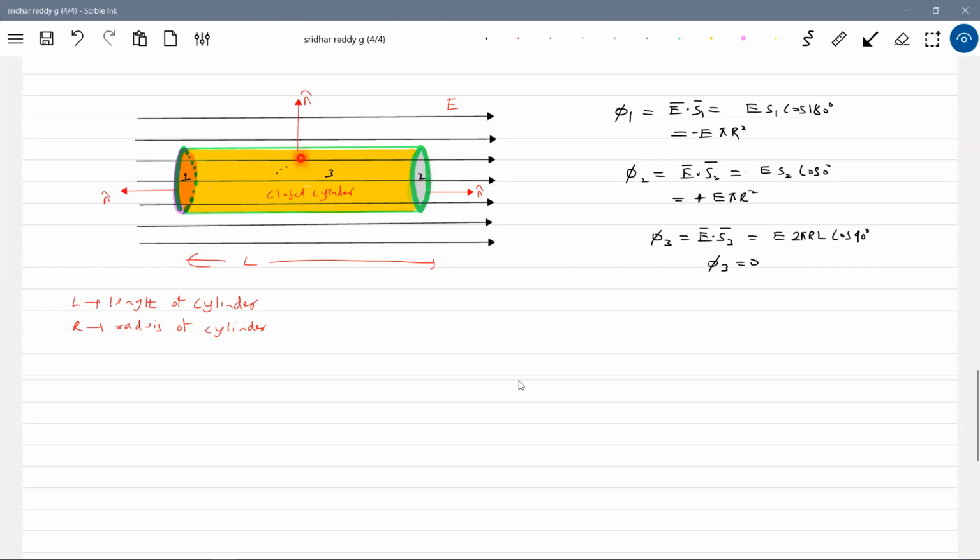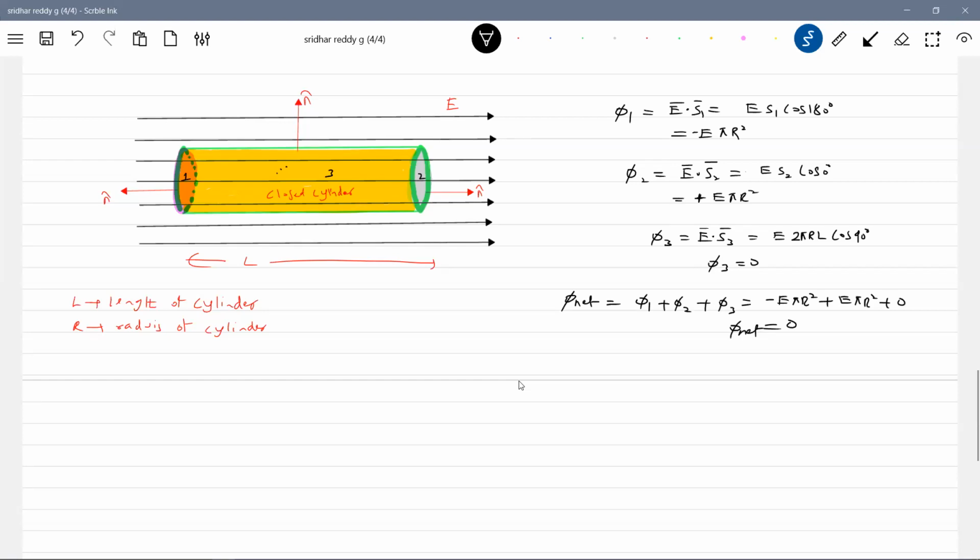So what is the flux through this lateral surface? It will be 0. Any reason for that? Because E bar everywhere is perpendicular to n cap. Now what is the net flux linking the cylinder? Phi 1 plus phi 2 plus phi 3, which is equal to minus E pi r square plus E pi r square plus 0. Altogether the resultant will be 0.